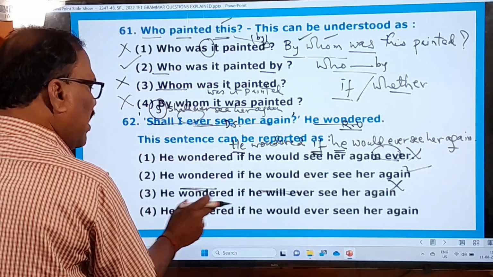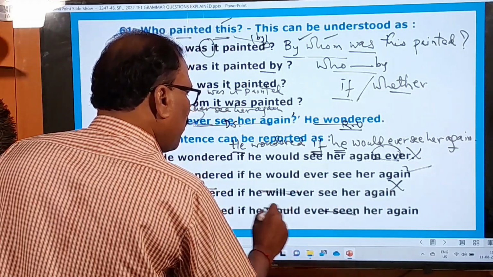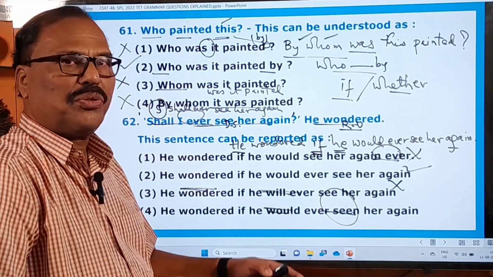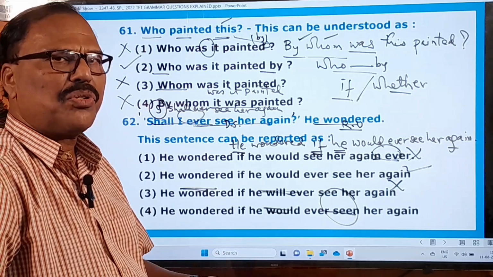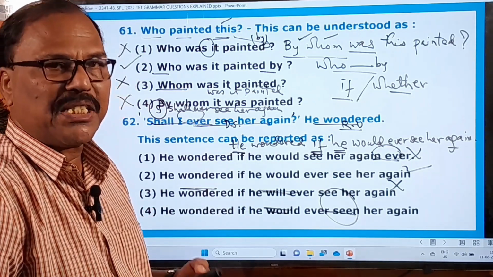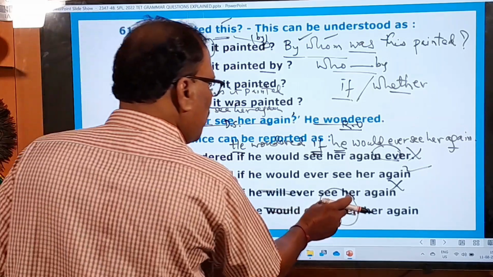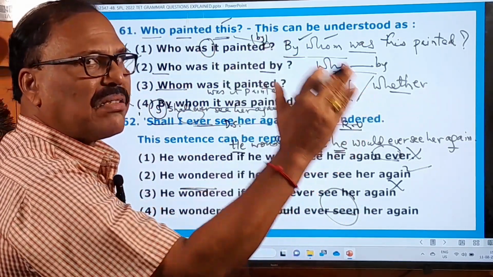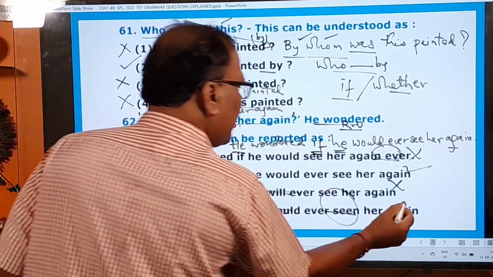And here, he wondered if he would ever seen. So after would, a past participle verb is used, ever seen. After would, should, could, may, might, we should use only the base form verb. After all the modal auxiliaries, we should use a base form verb. But here he has used the past participle form of the verb. See, saw, seen, past participle form. That's why this is also wrong.